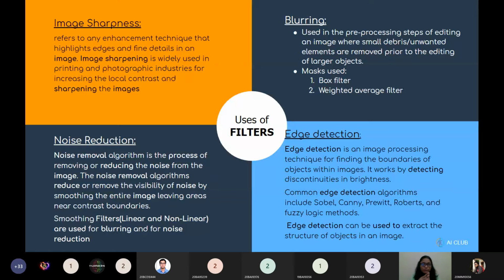After image sharpness, we are using filters for blurring, because I told you blurring is basically a pre-processing step of editing the image where the noises are removed. The third point would be noise reduction, the removal of noises, all the disturbances and distortions present in the image. And last but not the least, you have edge detection.